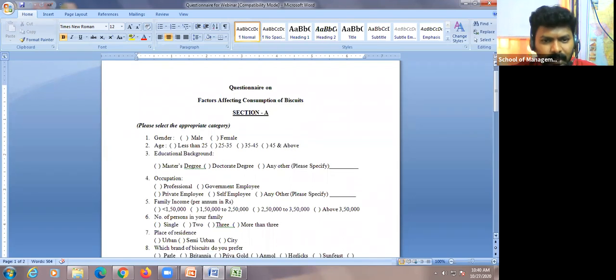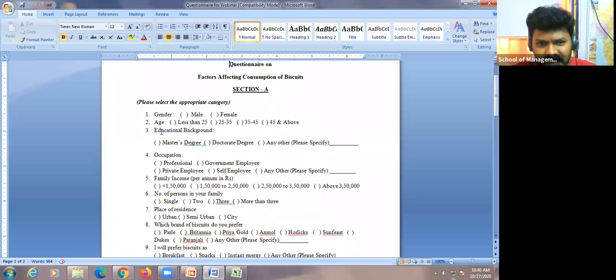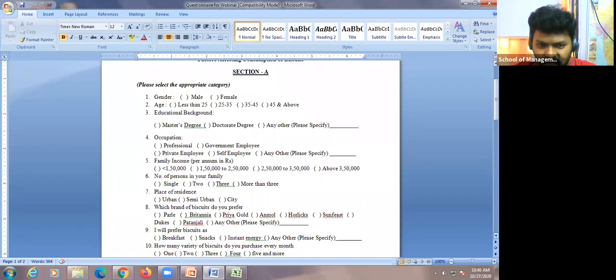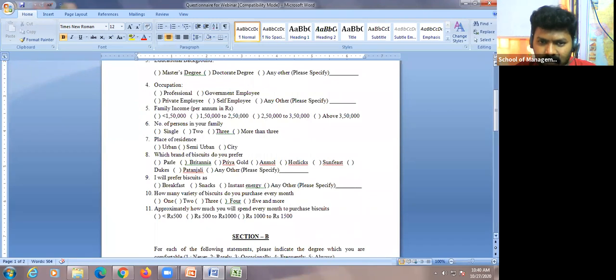Now see, for gender I gave 2 options, age I gave 4 options, educational background I gave 1, 2, 3, and occupation, which is professional, government employee, private employee, self-employed, any other like that. I gave family income, less than 1,52,000 and so on, and number of persons in your family, which is single, 2, 3, more than 3, like that. And place of residence, where he is residing, is it urban, semi-urban, or city?